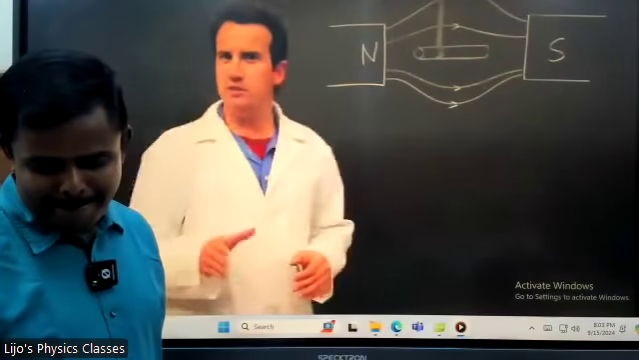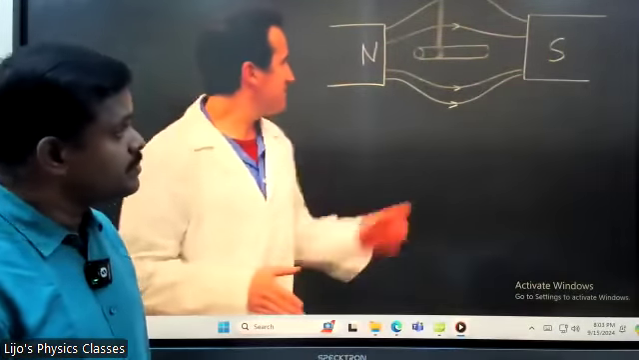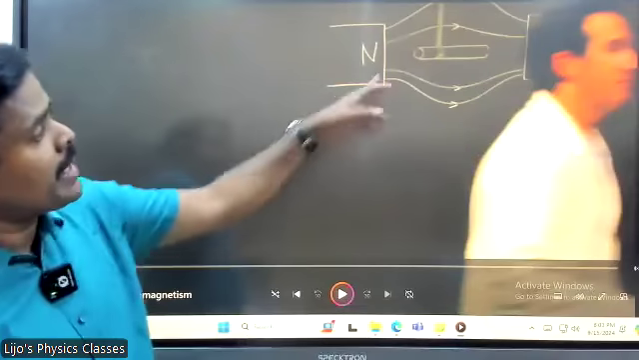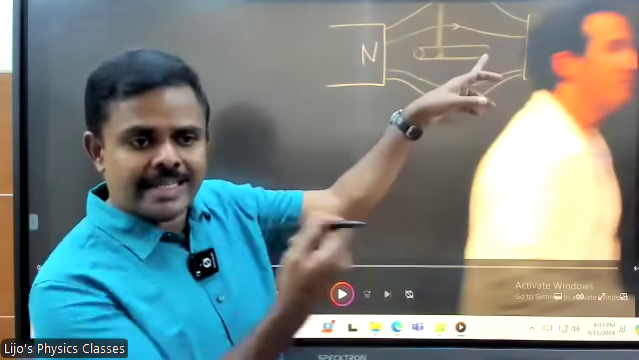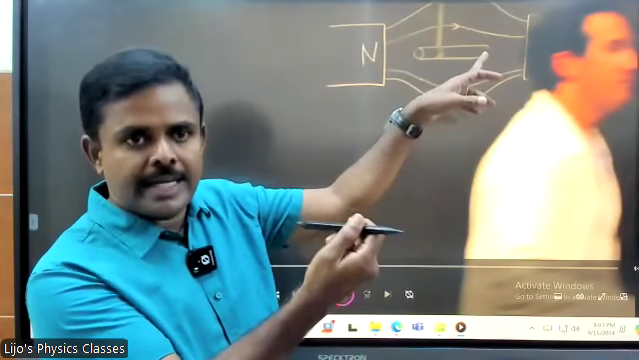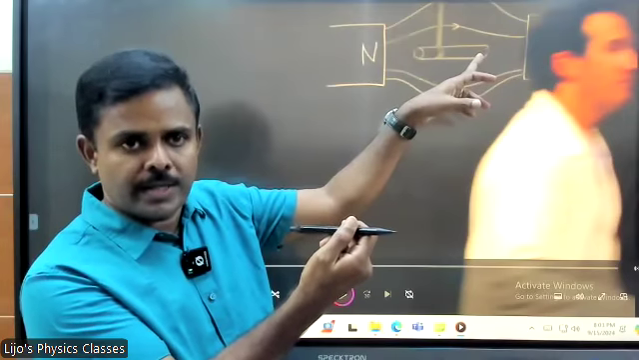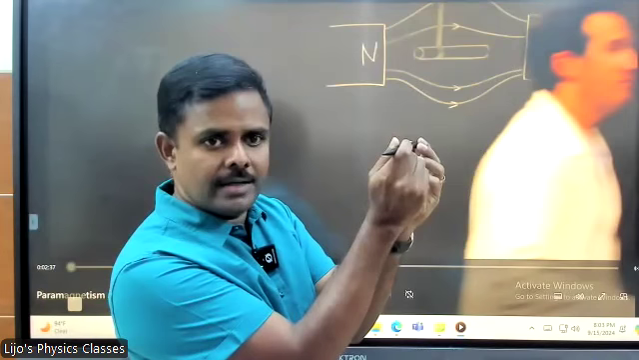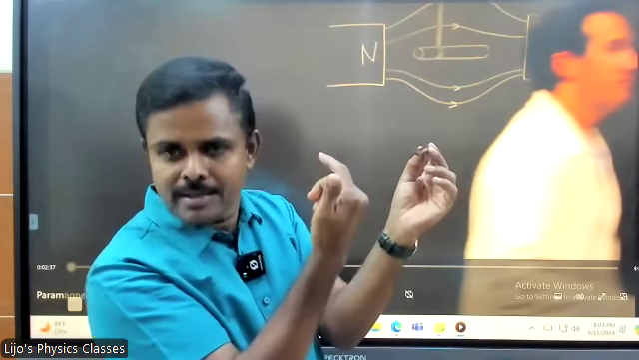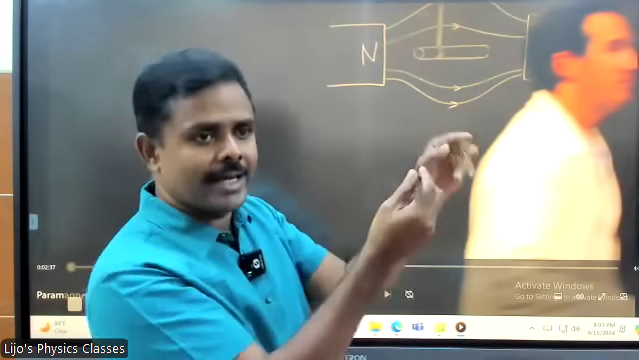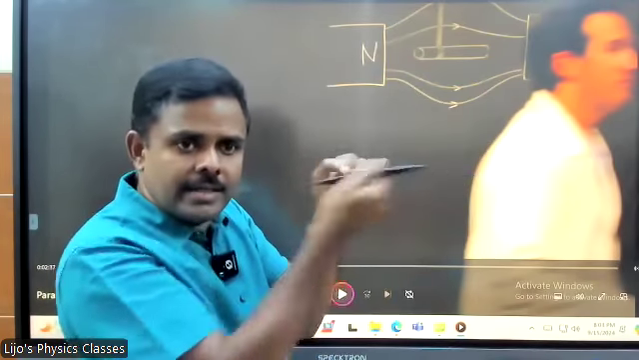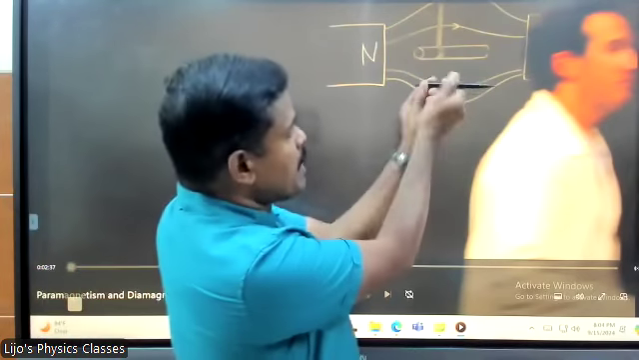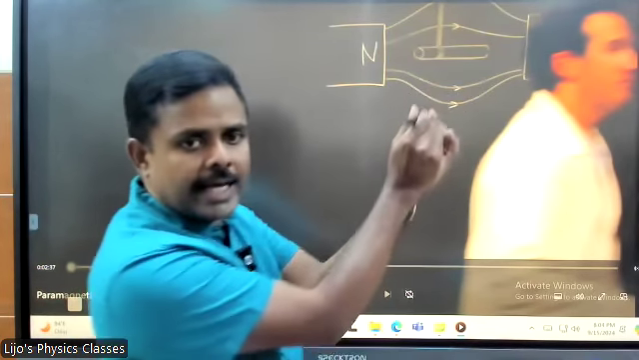One way to check whether an object is diamagnetic or paramagnetic is to see how it aligns itself in a magnetic field. If you suspend a magnetic substance and it aligns in the direction of the magnetic field, that will be either para or ferro. But if it aligns perpendicular to the field, it is like it is trying to escape. It is diamagnetic.